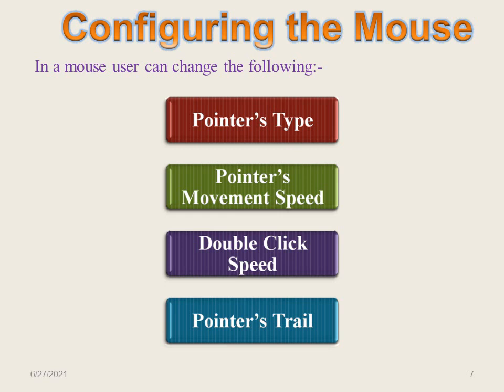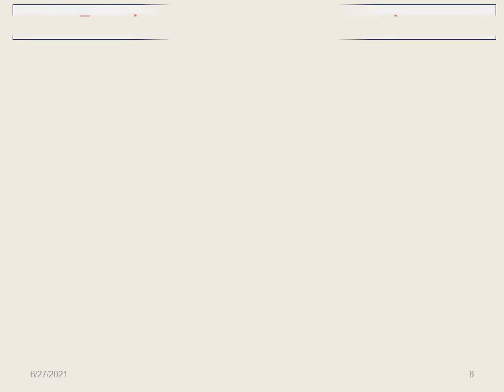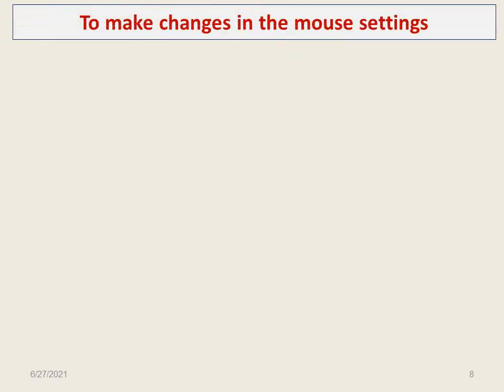Then next is pointer style. Pointer style are animated trails behind the mouse pointer which make it easier to see it on screen while it is in motion. Then next is how to make changes in the mouse settings.